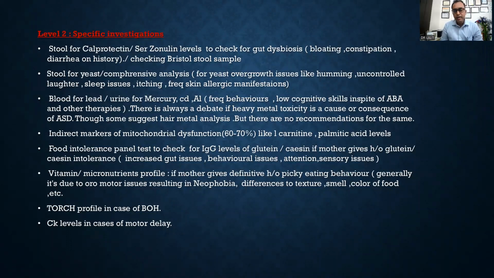Then TORCH profile in case of bad obstetric history, if there is history suggestive of that. CK levels, that is creatine kinase levels, in cases of motor delay as per the American Academy of Pediatrics, and thyroid TSH levels.